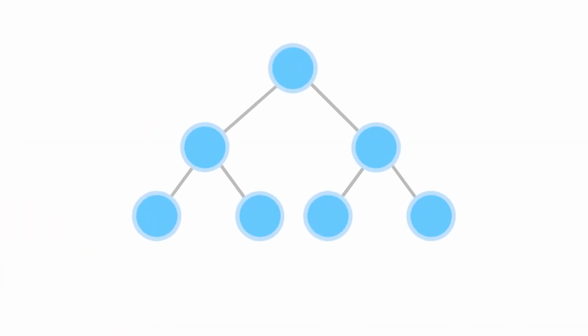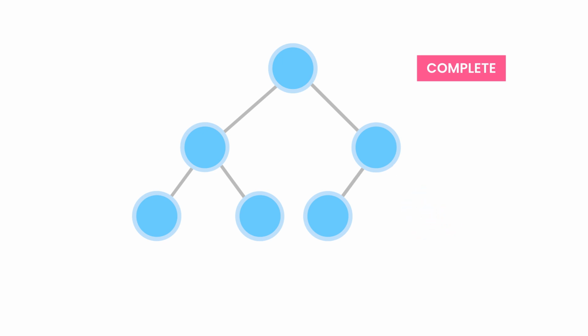A heap is a special type of tree with two properties. The first property is that it's a complete tree, which means every level, except potentially the last level, is completely filled, and levels are filled from the left to the right. So here we have a complete tree because every level is completely filled with nodes.